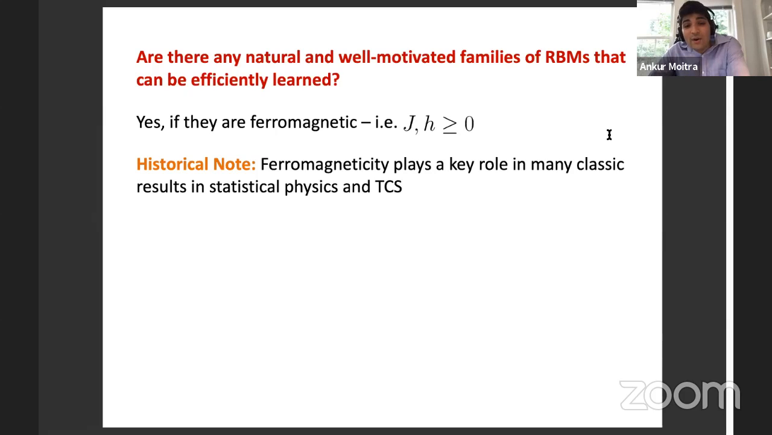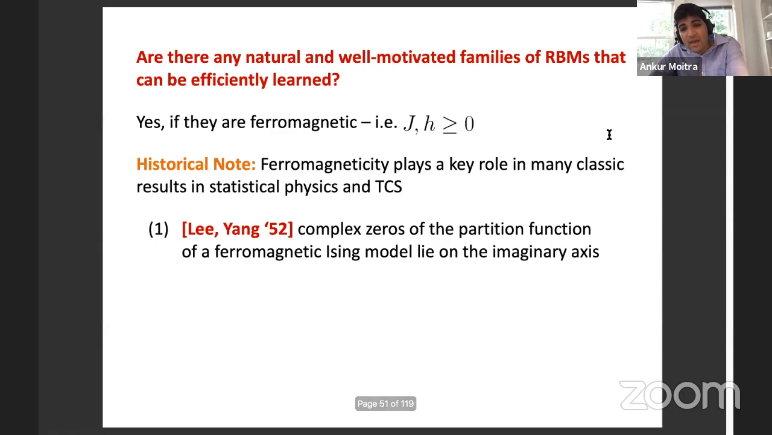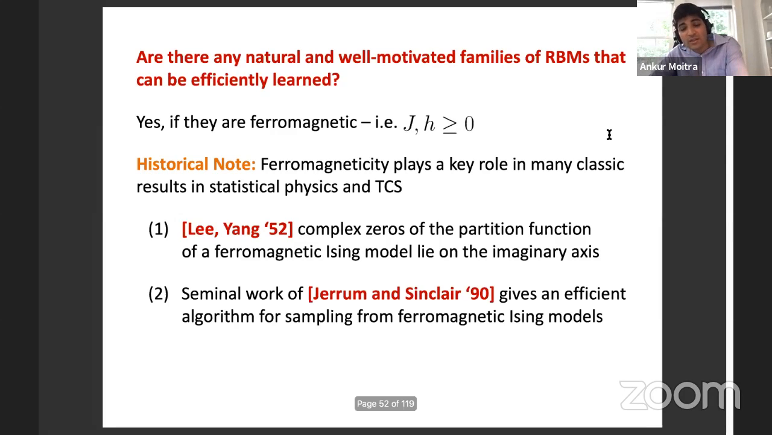And as a historical note, ferromagneticity plays a key role in a lot of classical statistical physics and theoretical computer science. It's related to things like Lee-Yang theorems, where you look at the partition function as a complex polynomial and look at certain properties about where the zeros are, and that governs phase transitions. It's also related to when you can efficiently sample from models. So this is nice because it tells us that we can learn RBMs in models where, if you can learn them, you can actually do things downstream, like sampling and inference with them.